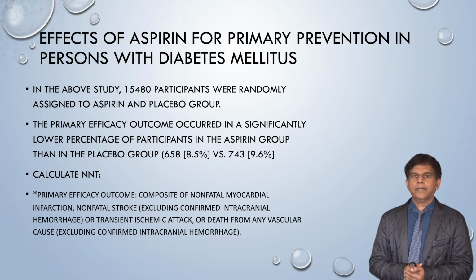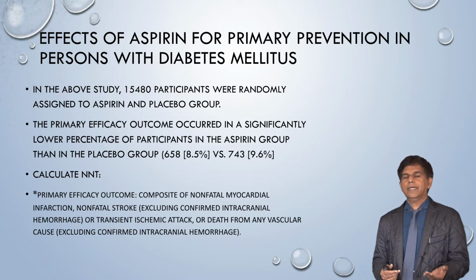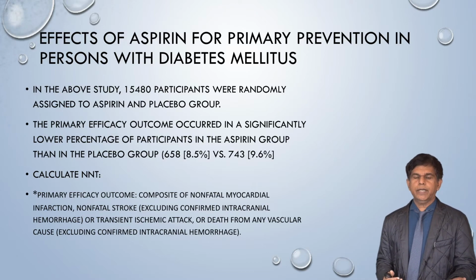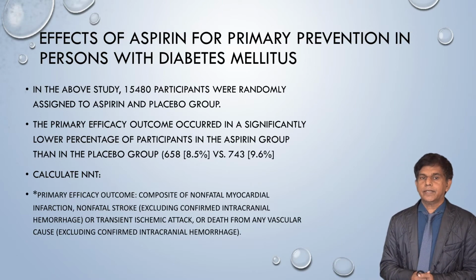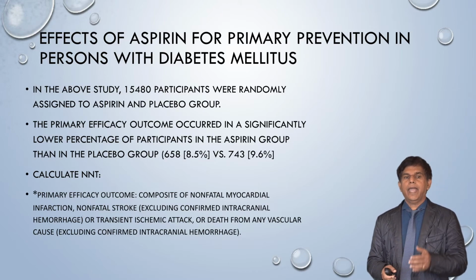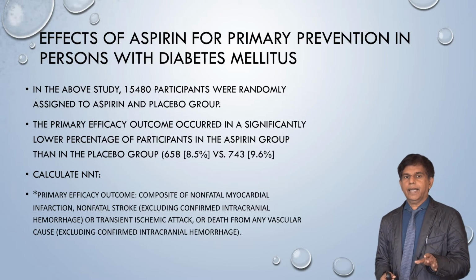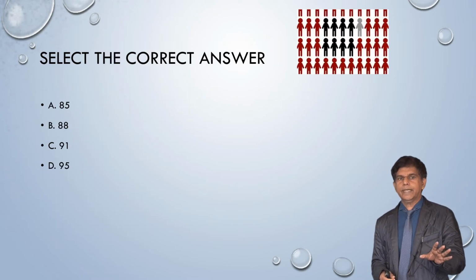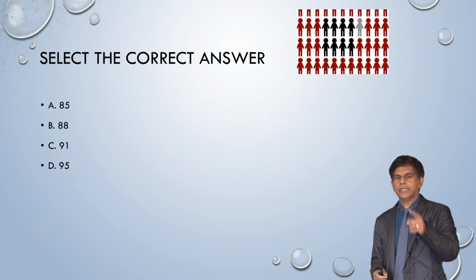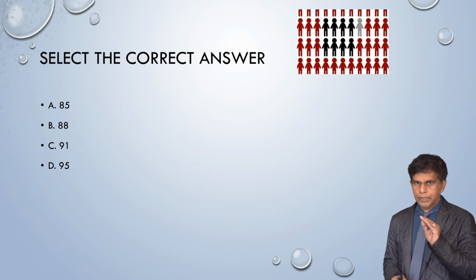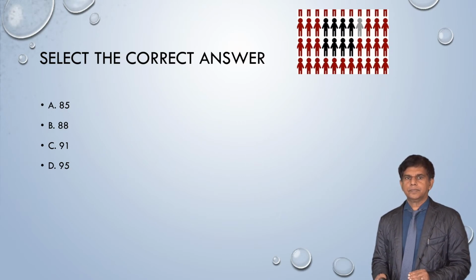If you look at the aspirin group, the events were 658, which equals 8.5%. In the placebo group, we got 9.6%, or 743 people. Okay. Now, please calculate the number needed to treat. Select the correct answer. We have four options here. Option A is 85, option B is 88, option C is 91, option D is 95. So please pause the screen for a few minutes and do the calculation.